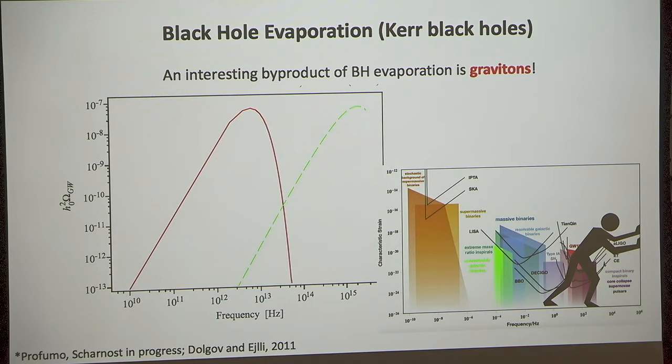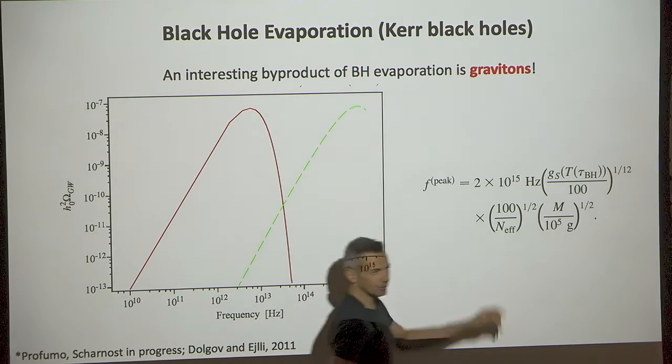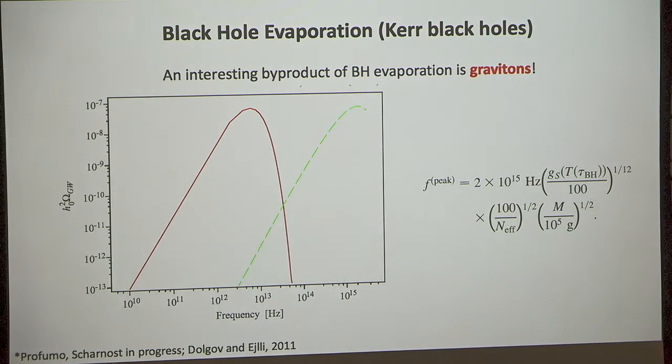Yes? Oh, yeah. Why is N effective 100 in this estimate? Yeah, so these black holes are very, very hot, right? 10 to the 5 grams is a black hole that is way above the TeV. And so they take N effective to be 100 because all the degrees of freedom of the standard model are relevant.